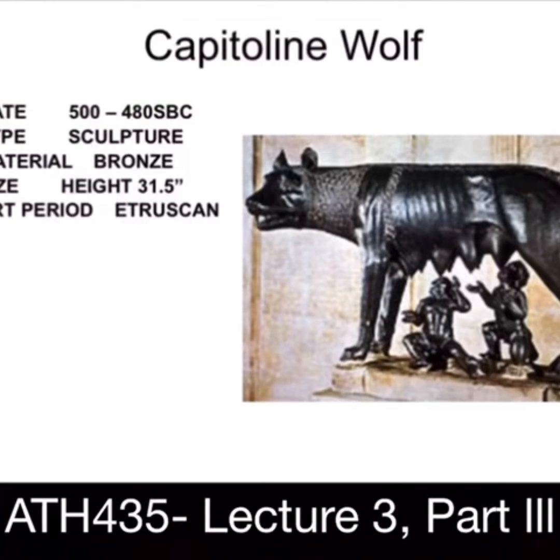This is lecture number 3, part 3. Okay, we are now discussing a sculpture called Capitoline Wolf from the Etruscan period, Etruscan art. So 500 to 480 BC. Kita sedang bincangkan sebuah karya daripada seni Etruscan, karya arca Capitoline Wolf.